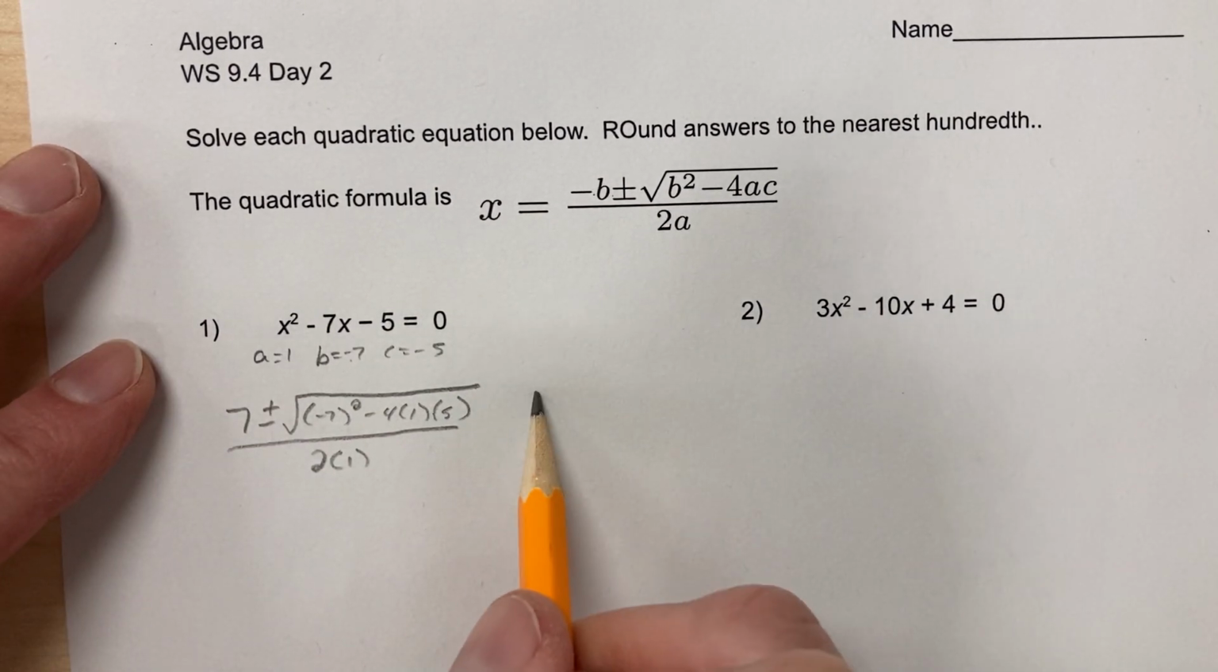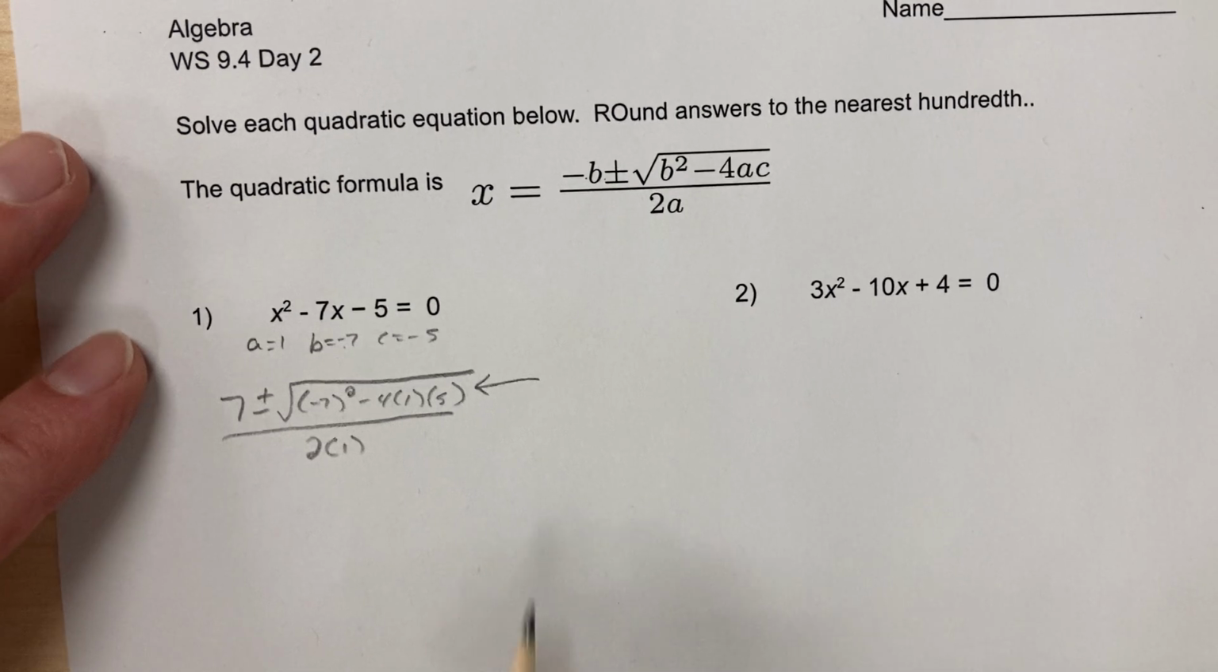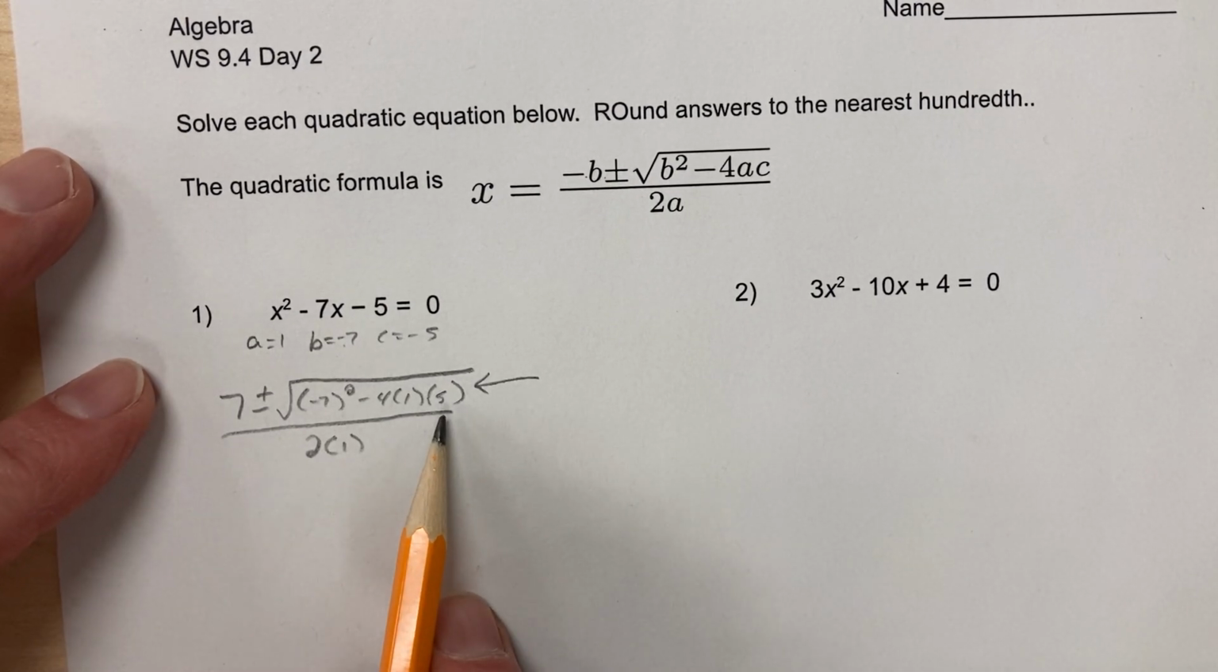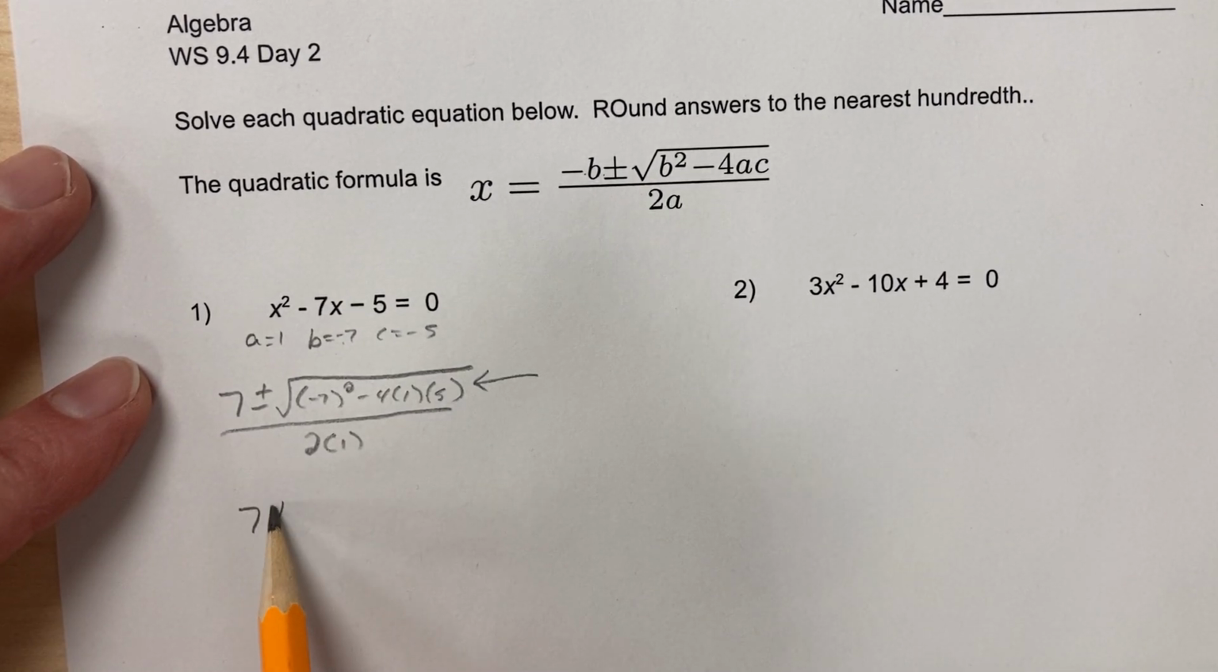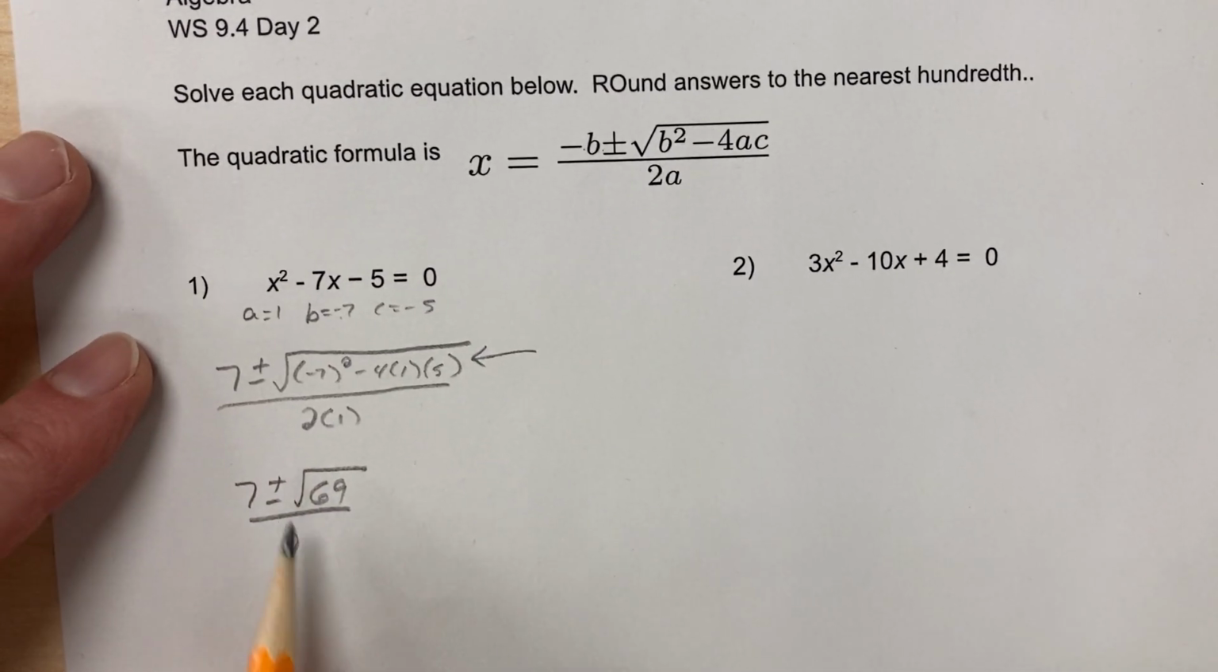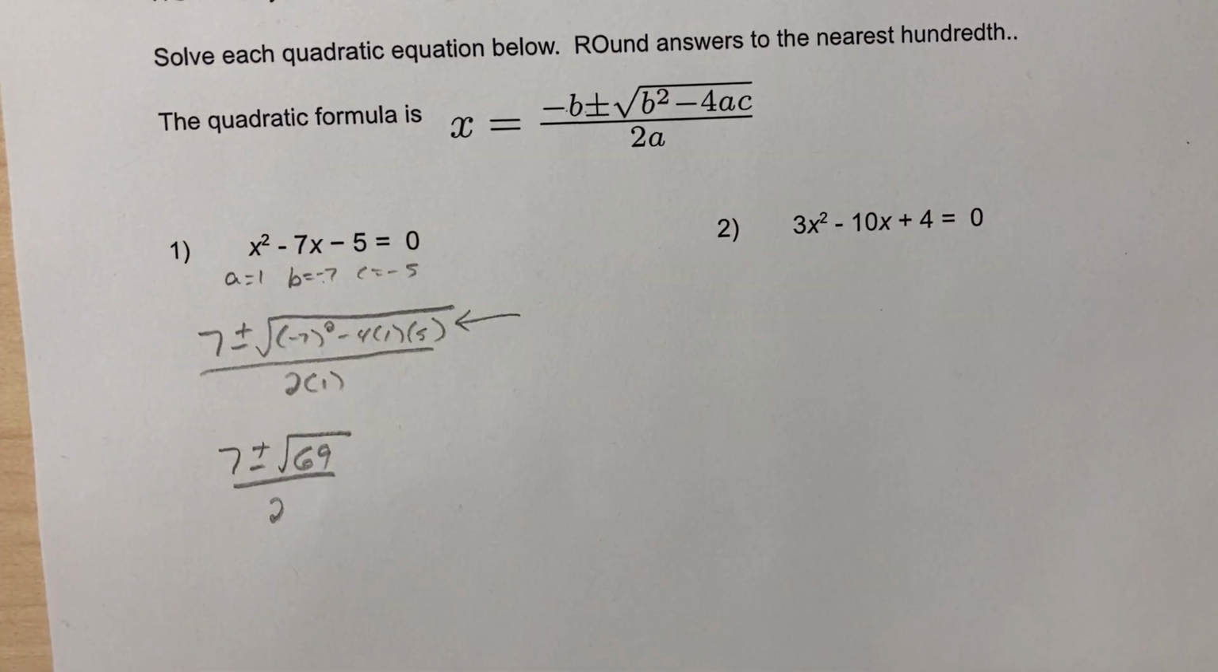Okay, now we always want to do that discriminant first. So we put that into the calculator separately. What will pop out will be a +69. Okay? And then we can do this 2 times 1 on the bottom is 2. Okay, now this is our answer, but we'd like to get this into a decimal form.